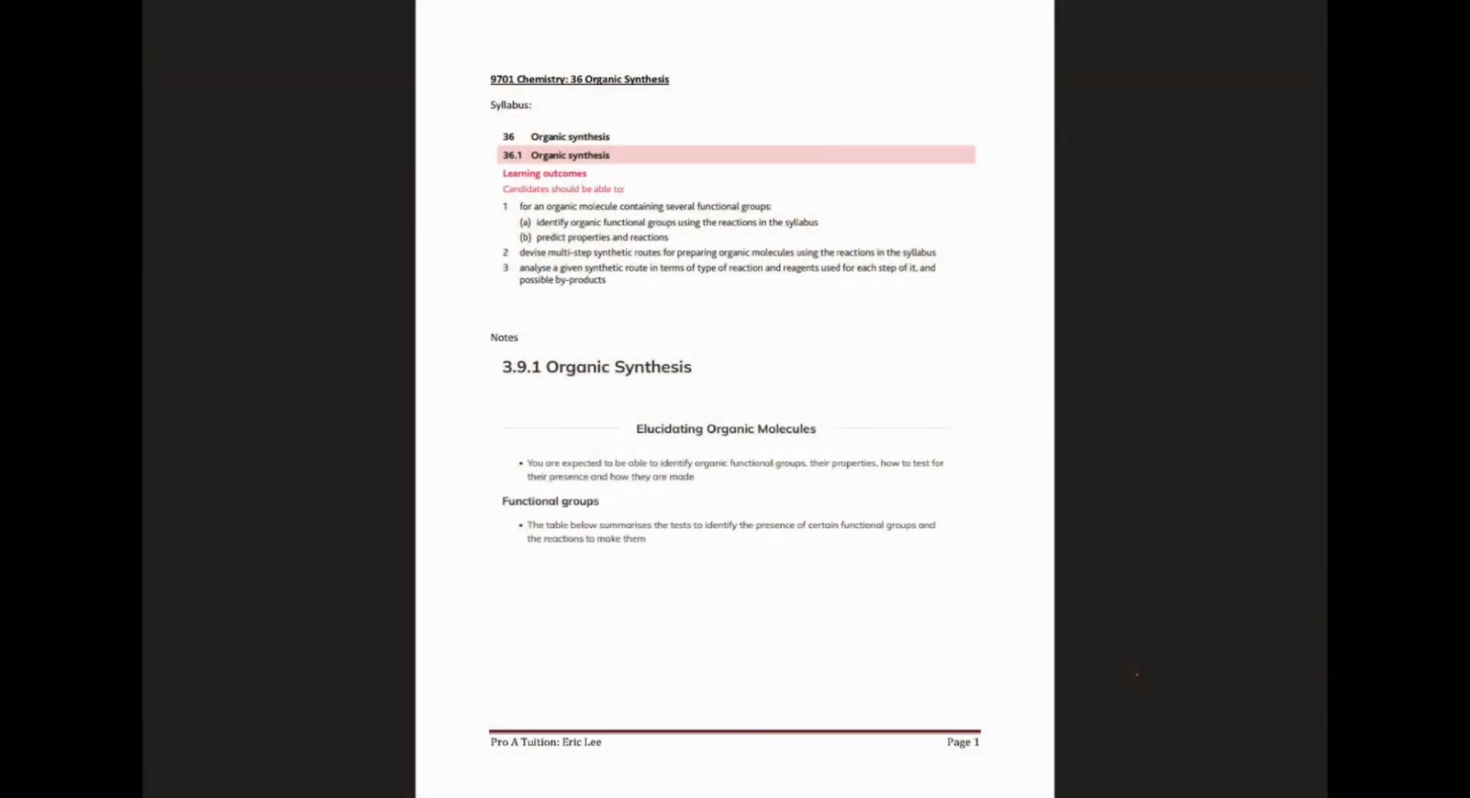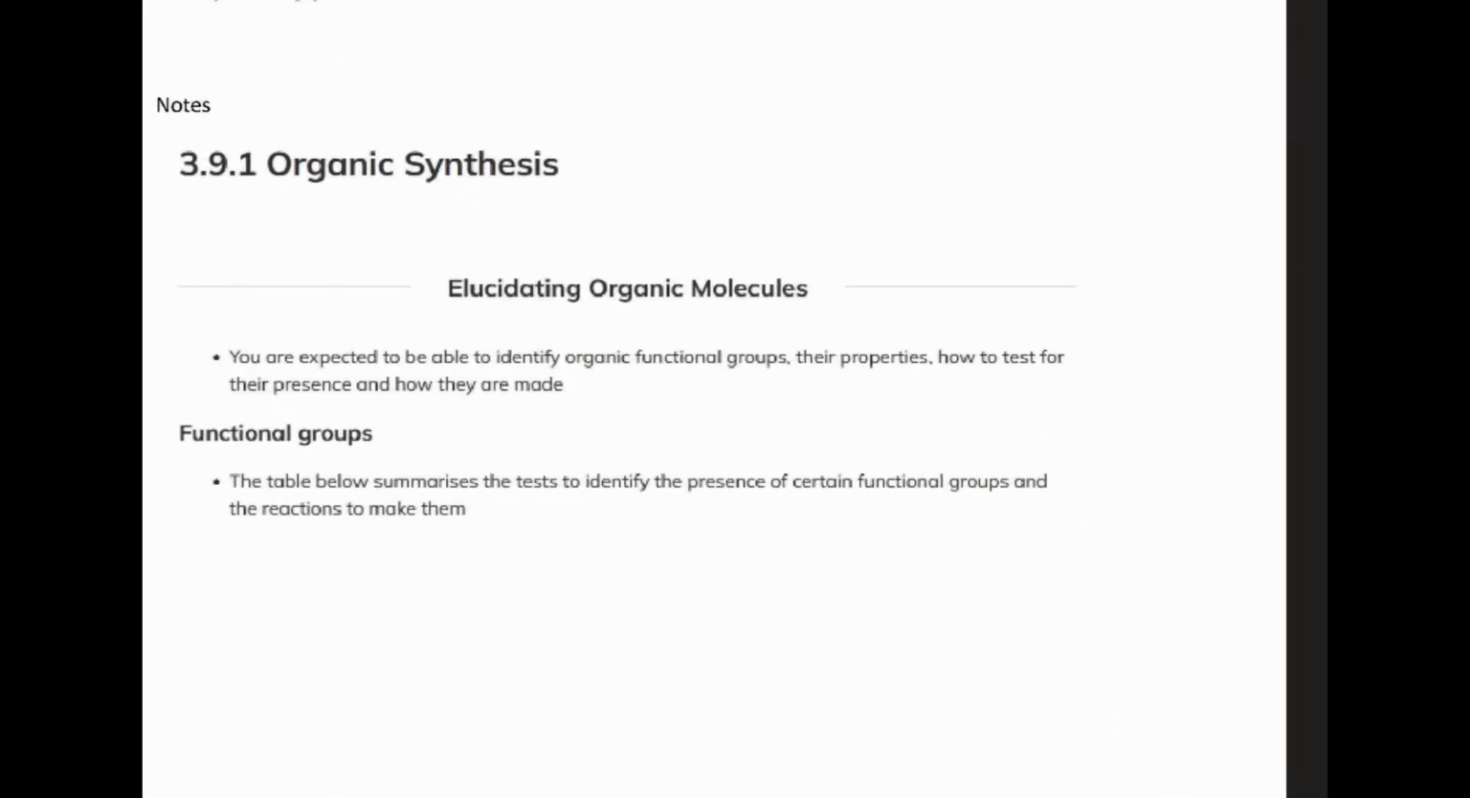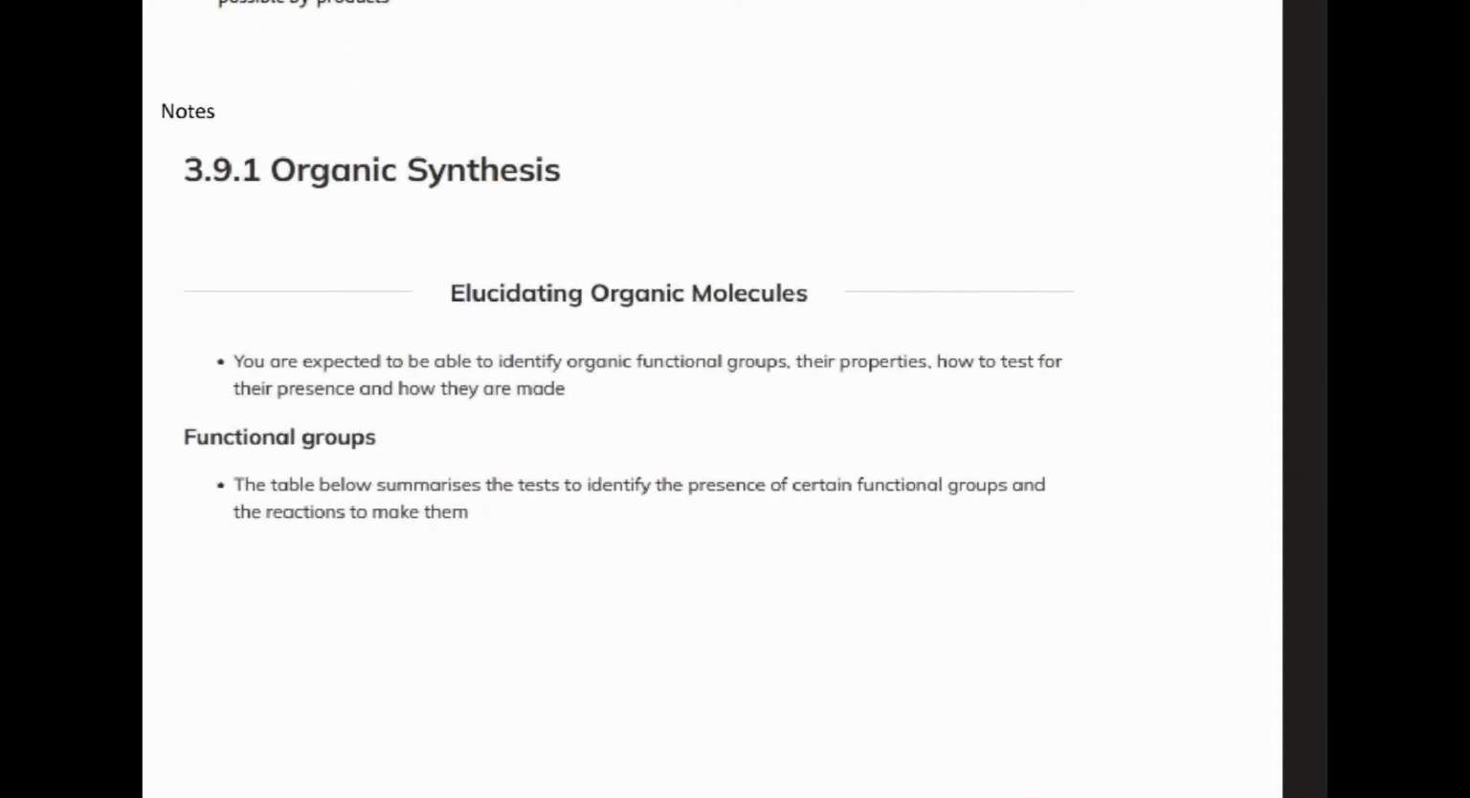So, organic synthesis. First of all, we have elucidating organic molecules. Okay, let's take a look. You are expected to be able to identify organic functional groups, their properties, how to test for their presence, and how they are made. All of this we have learned from the previous organic chapters. This is like putting everything together.